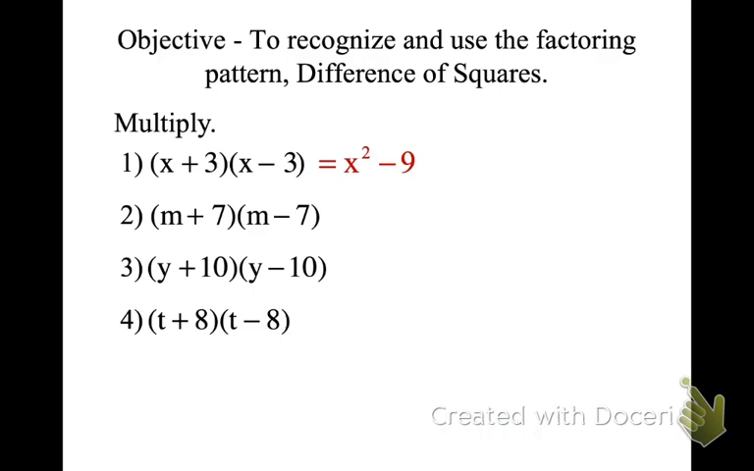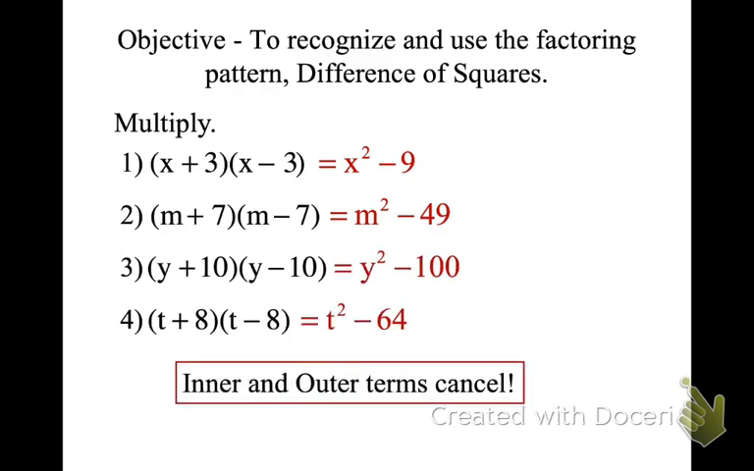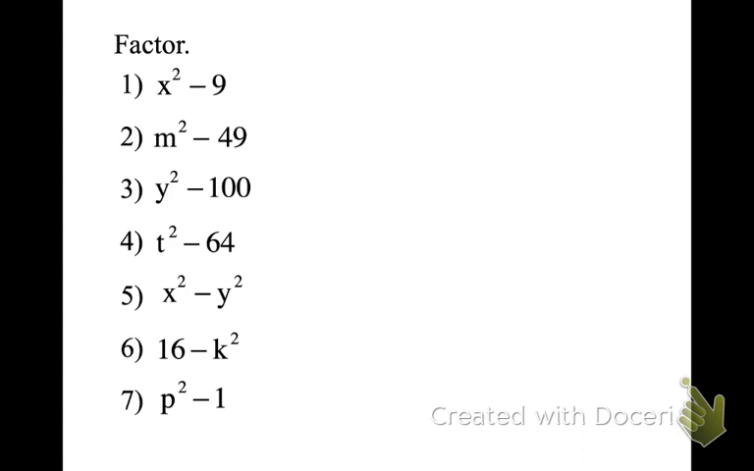Okay, so if we follow the pattern, you should have gotten m squared minus 49, y squared minus 100, and t squared minus 64. Our inner and outer terms are canceled when we get a difference of squares. So now we're going to start with the product. So the first one, it's real easy.